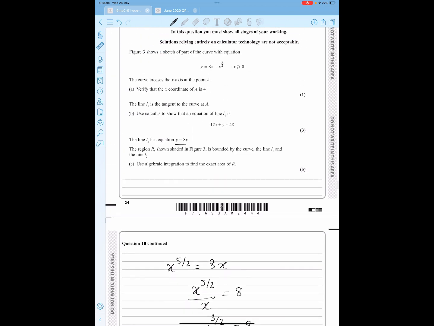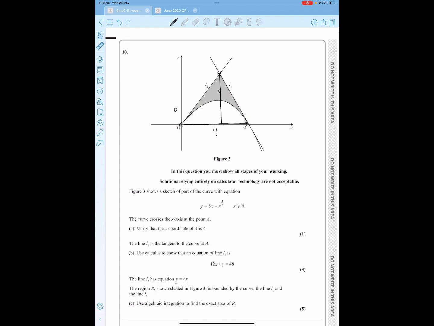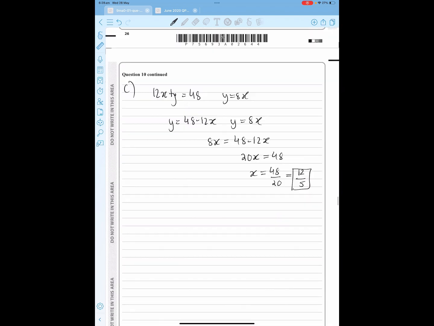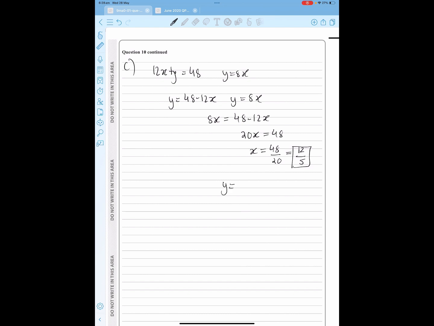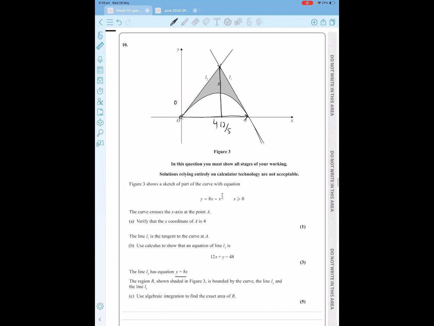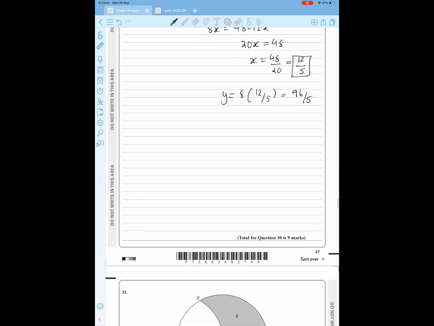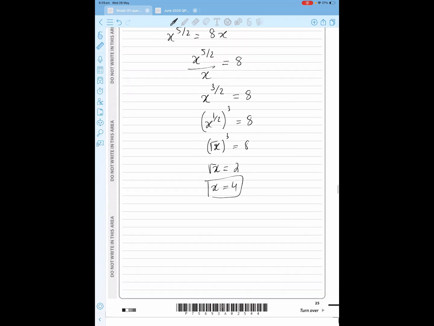That's the x coordinate, and we need to find this height, meaning we need the y coordinate when x is 12 over 5. So let's find that. We can use this equation: y equals 8 times 12 over 5, and we get 96 over 5. Let me just double check. Yep. Okay, let's find this area now. We know this height is 96 over 5 and this base is 4. So we can use the formula half times 4 times 96 over 5, keeping everything as a fraction because I know that I'll need it in exact form. So 192 over 5 is the area of that triangle.